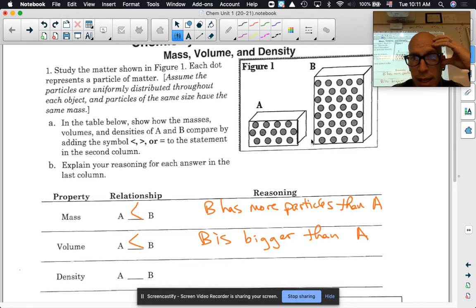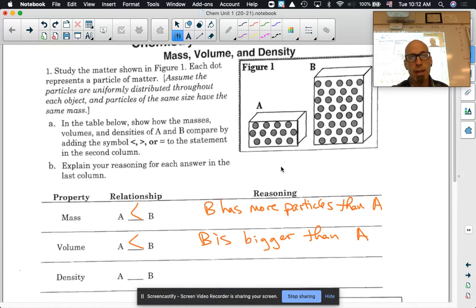Now, because its length and width are the same dimension, and the B is taller, you could say that with equal length and width, B having more height means it has more volume. You could say that, but that's a pretty complicated way of just saying that B is bigger than A. The bigger object has more volume. That's just what taking up space means.